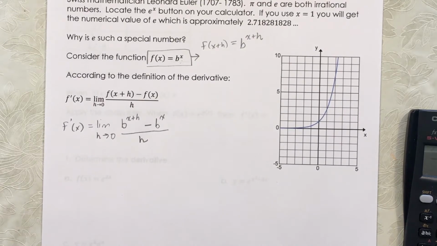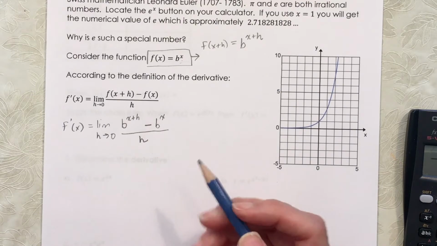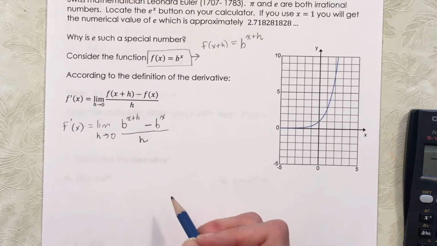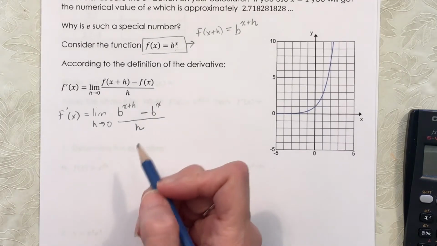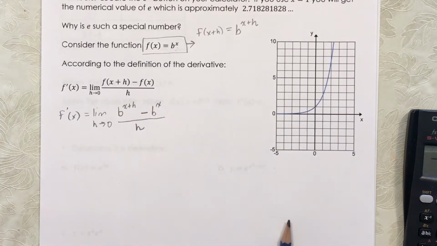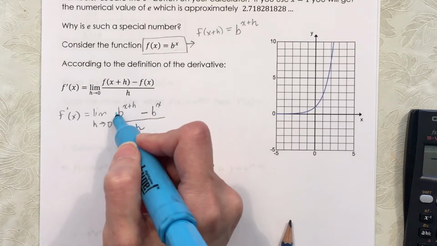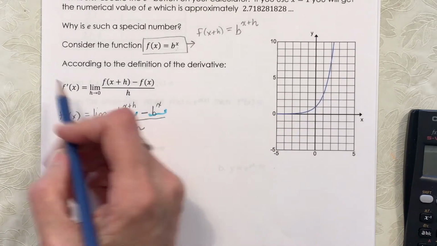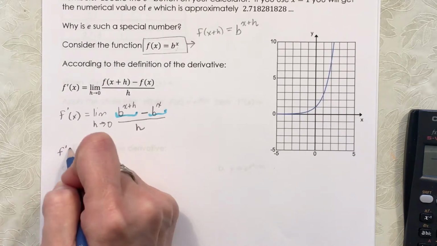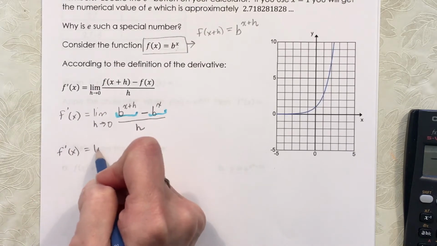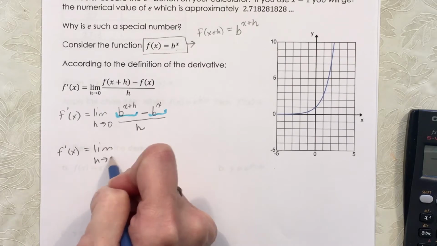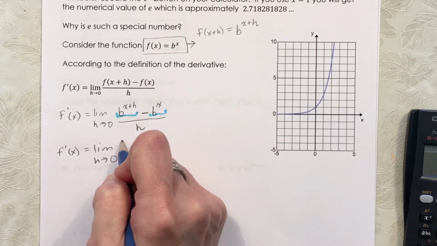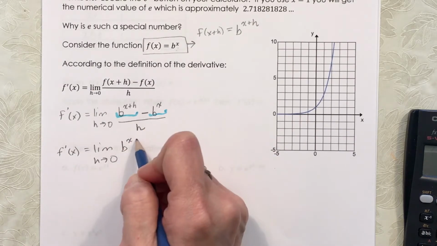Okay, so we can't let h approach 0 because then the denominator would approach 0. So there's got to be something we can do to get around this. One thing I'm going to look at here is if we look at this as one chunk and this is our other chunk, they actually have a common factor. We can common factor out b to the power of x using our exponent rules.